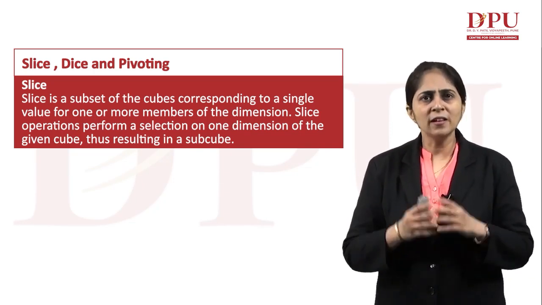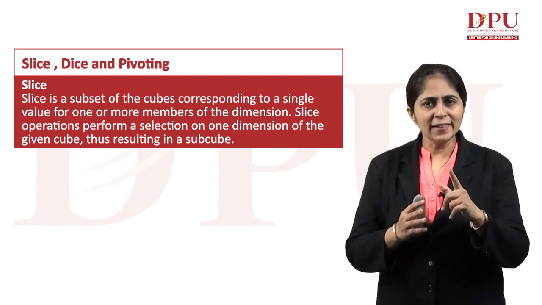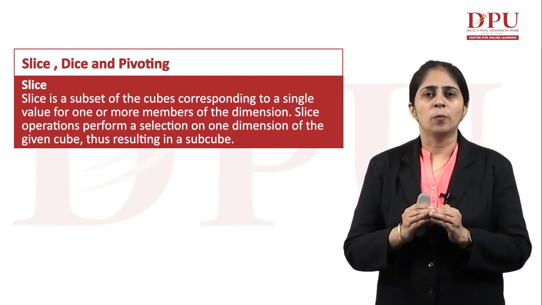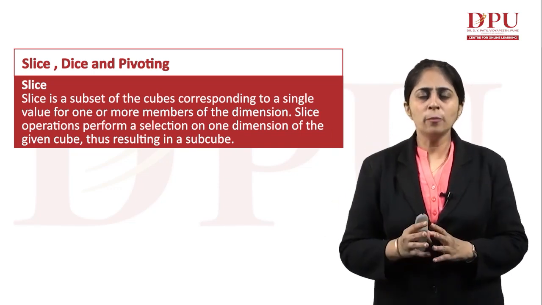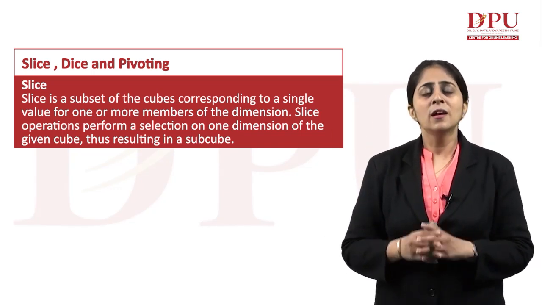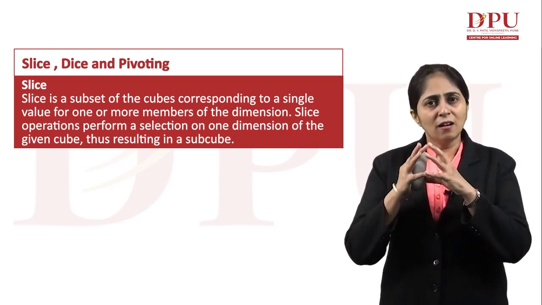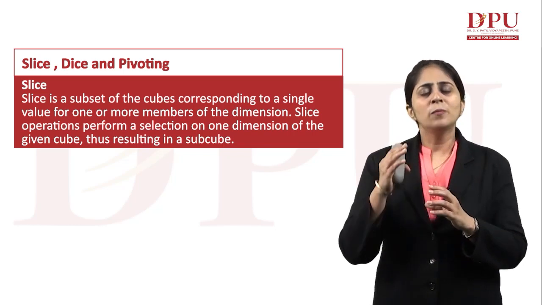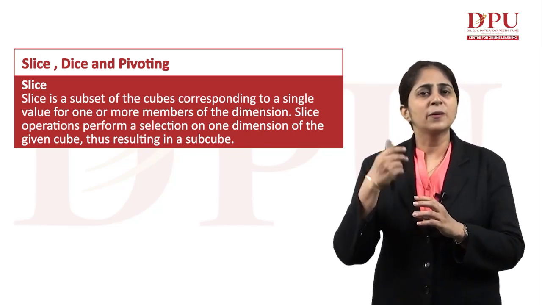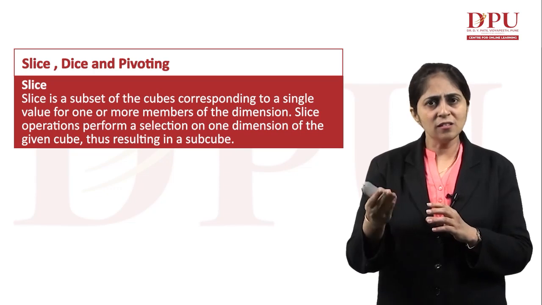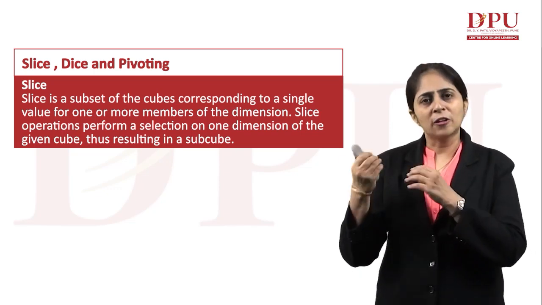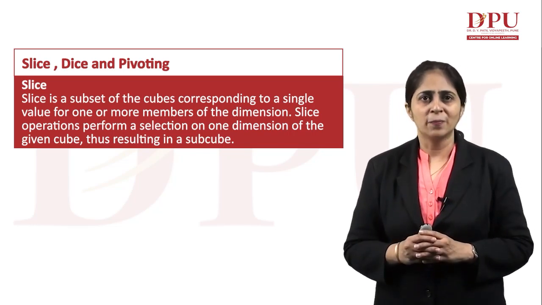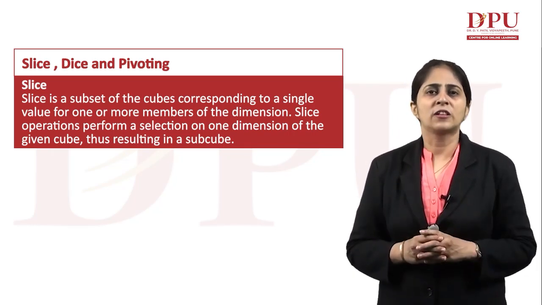So the slice operation performs a selection of one dimension of a given cube. Thus, it will result in a subcube. Subcube means we have the whole cube in which the entire information is stored, but we create a small cube of it which will be known as a subcube. On this subcube, the data will only be as per the requirement of that particular analyst, that particular customer, that particular executive, or whosoever has asked for that particular information. So, slice is a subset of a cube.